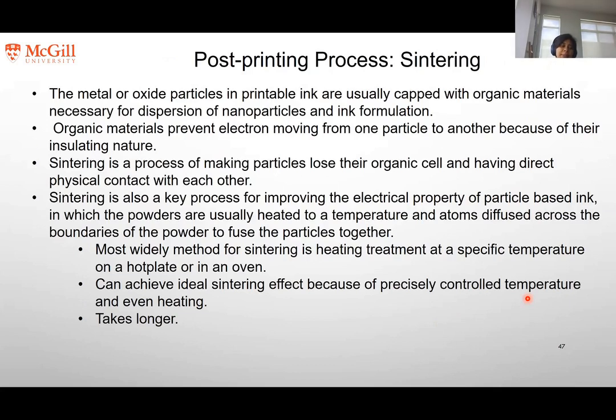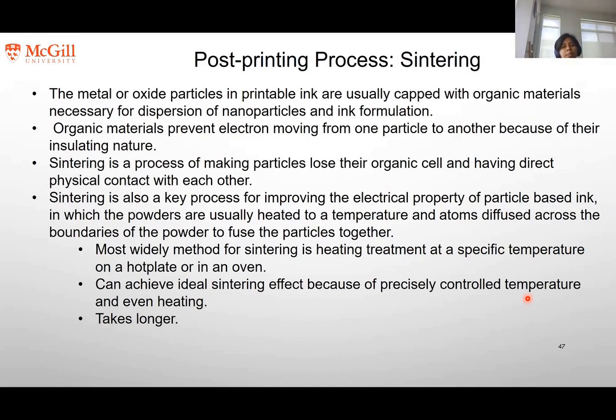And the last important thing in the printing process is sintering, because, as we already talked about, as we deposit ink, it has surfactant, organic materials, and solvent around the particles. So we need to get rid of them, and then we need to even increase the temperature to get neck formation between nanoparticles to get a nice conductive pattern or other kind of pattern.